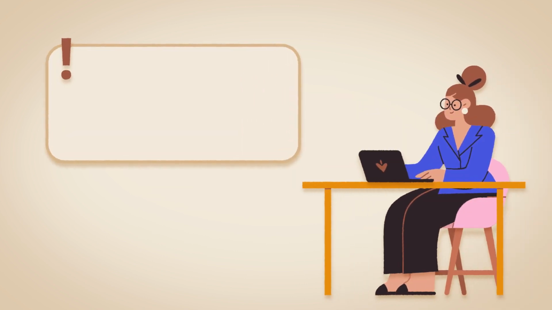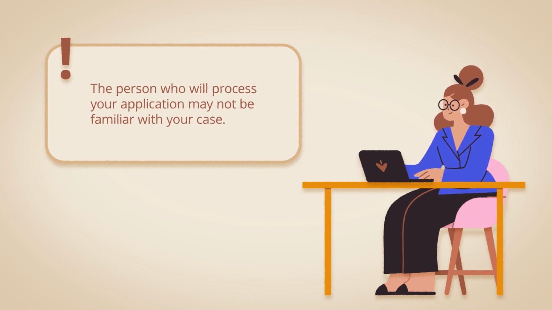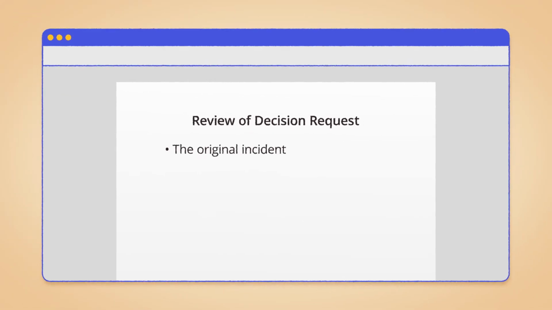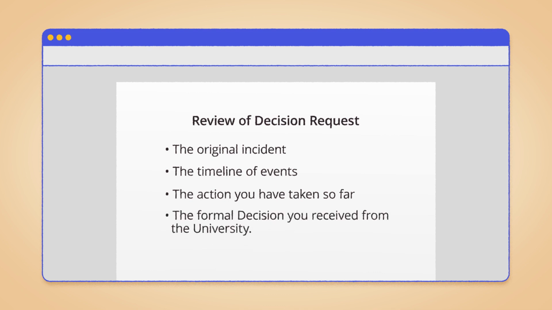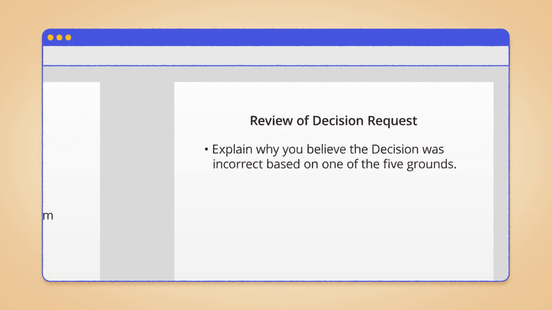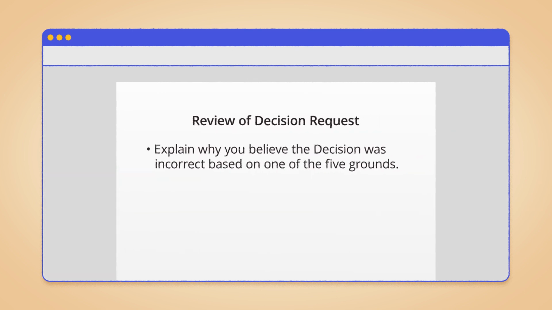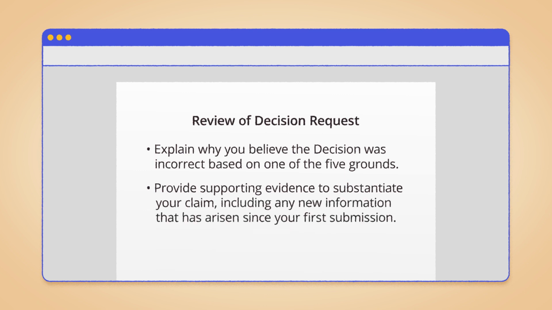When drafting your request, remember that the person who will process your application may not be familiar with your case. So describe the original incident, the timeline of events, the action you have taken so far, and the formal decision you received from the university. You then need to explain why you believe the decision was incorrect based on one of the 5 grounds. You should provide supporting evidence to substantiate your claim, including any new information that has arisen since your first submission, and state the new outcome that you are seeking.